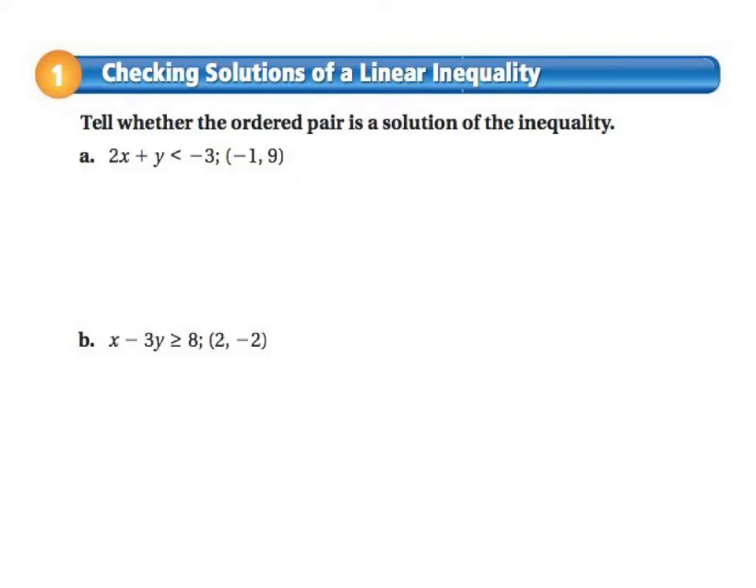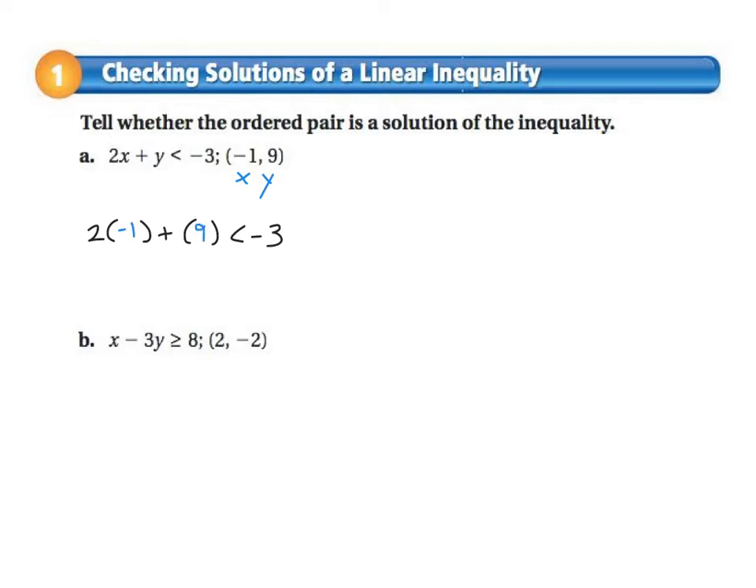It says, tell whether the ordered pair is a solution of the given inequality. For part A, our inequality is 2x plus y is less than -3, and they want to know if (-1, 9) works for this inequality. I'm going to label this x and y so I know what to substitute. Remember, whenever we're substituting, we use parentheses to do it. So I took out x and y. I'm going to replace x with -1 and y with 9.